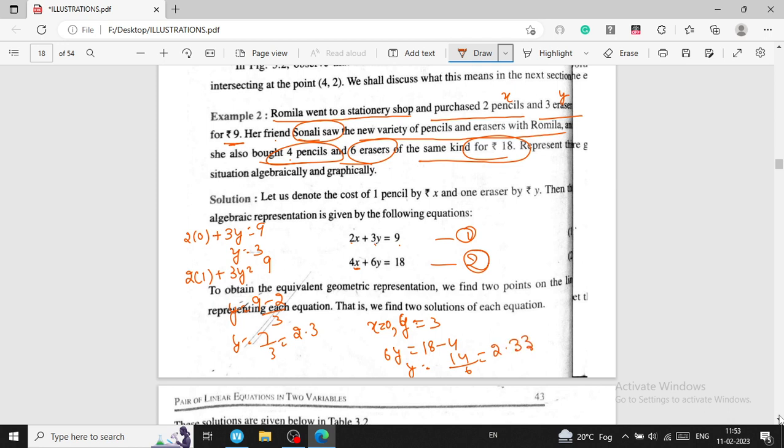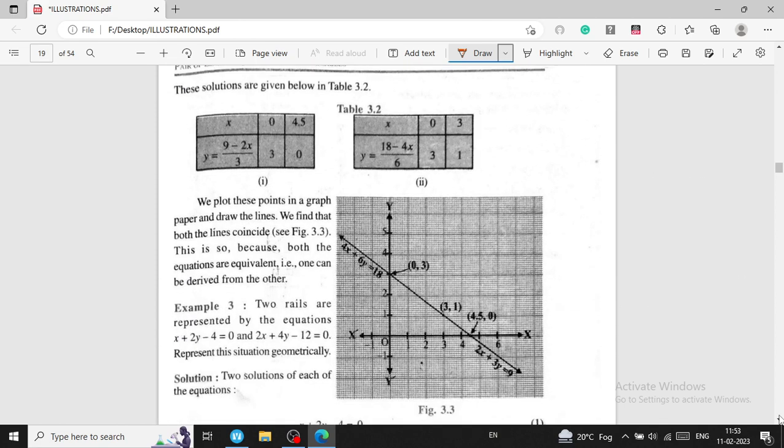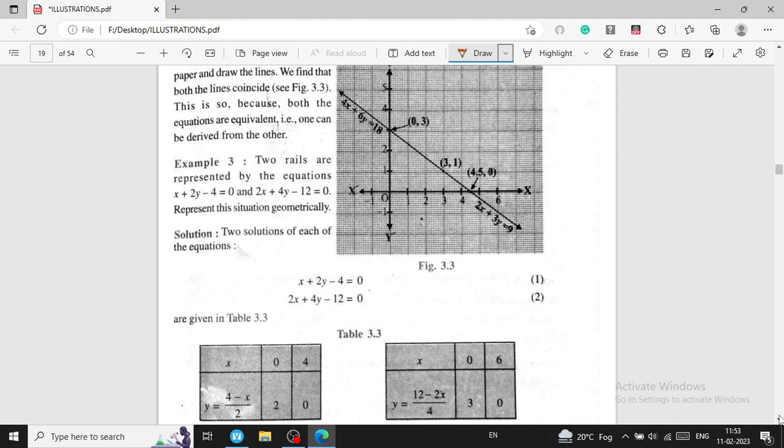Now you can see here both values are the same. That means we will draw only one line like this. You can see here only one line is drawn. Now next, when one line is drawn, that means there are many solutions.